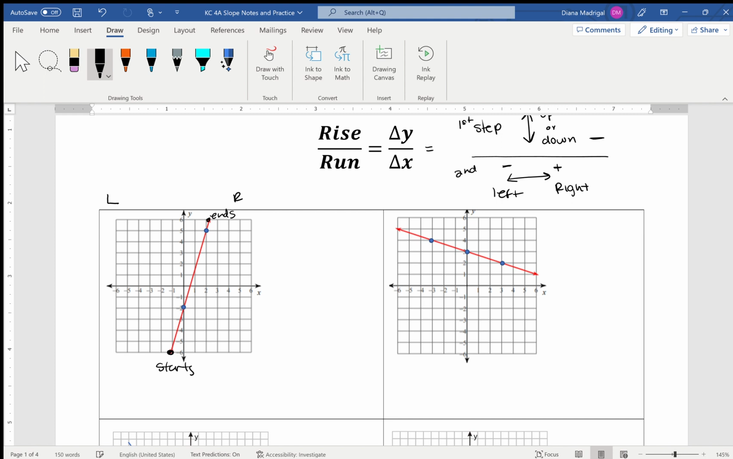Okay? As you can see, the graph is going up. Starts and it ends up here. That means that it's increasing. That means that this is a positive slope. Which means that my numbers are going to have to be all positive. I cannot have negative numbers. Okay? So, here we go.